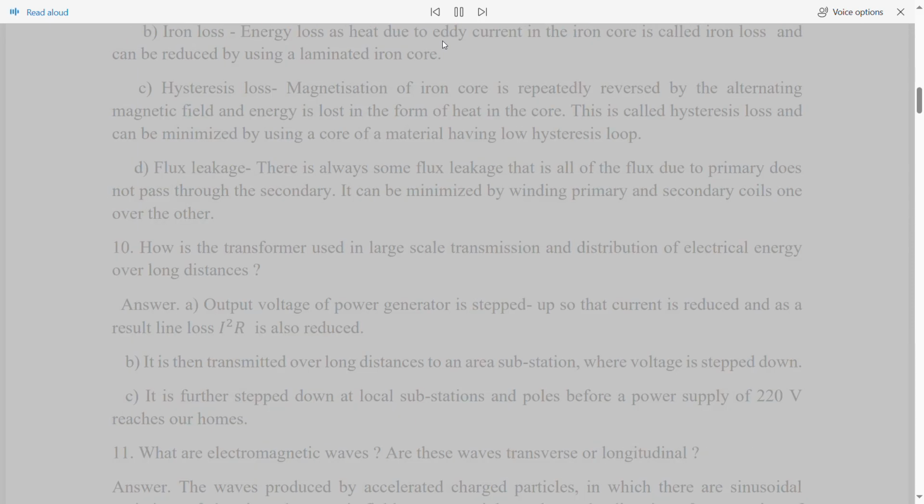B. Iron loss: energy loss as heat due to eddy currents in the iron core is called iron loss and can be reduced by using a laminated iron core.